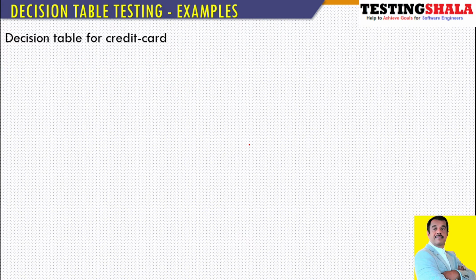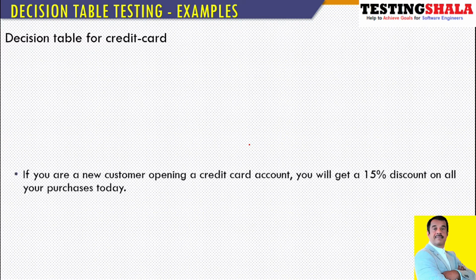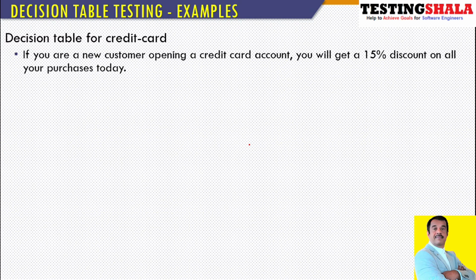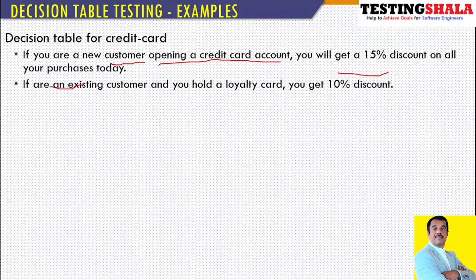Now let's take an example of a credit card. I will be using this decision table technique to derive the cases for a credit card. Here there are certain conditions. For a new customer opening a credit card account, you will be getting 15% discount on all the purchases today. If anyone wants to open a credit card account today, immediately that day you will be getting 15% discount.